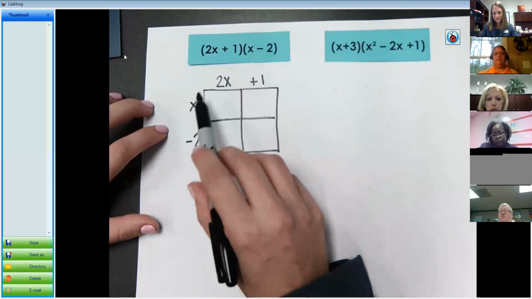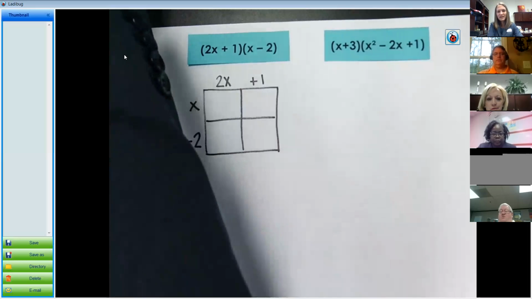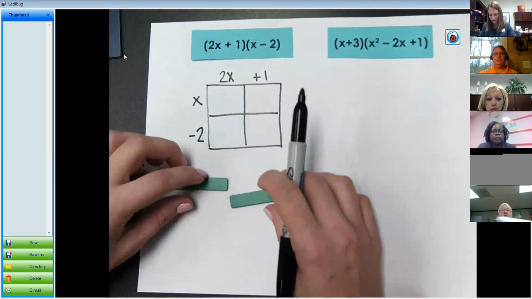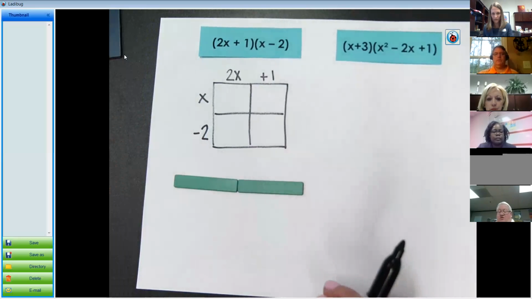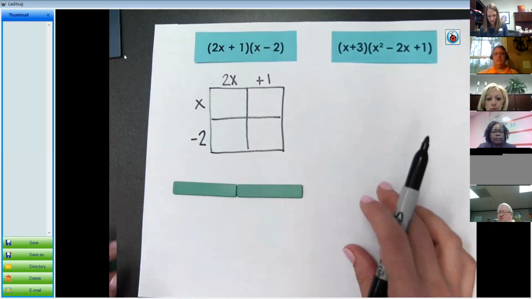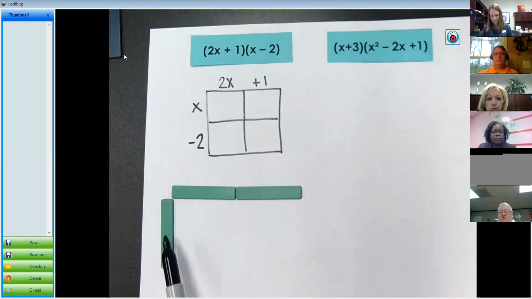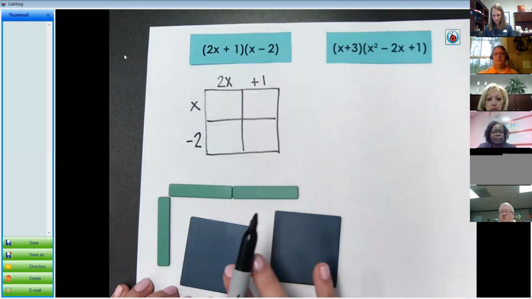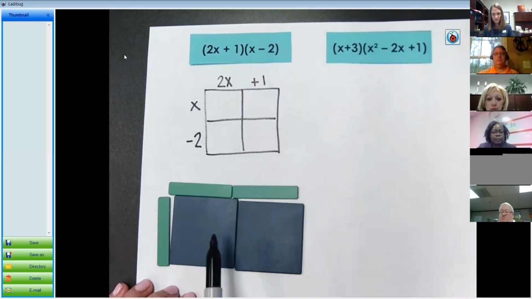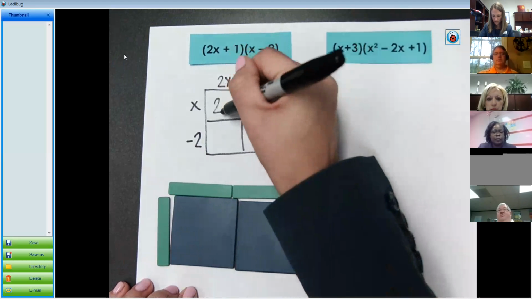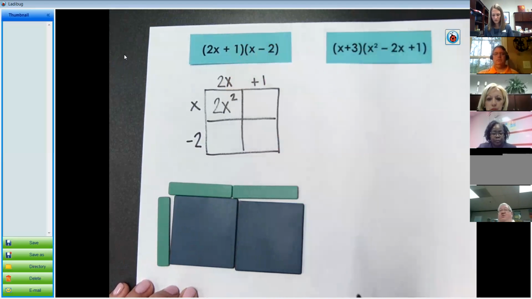So what is x times 2x? Well, this is excellent for our students that are struggling, because if I did use a visual like this, what is x times 2x? It's 2x squared. So they're seeing that expansion when we're looking at it.